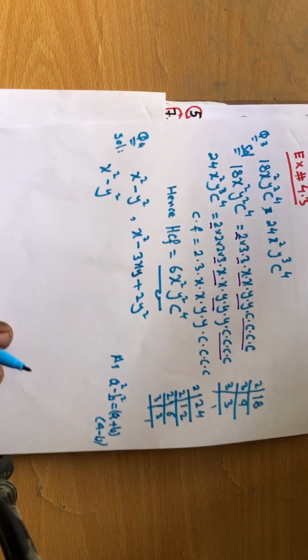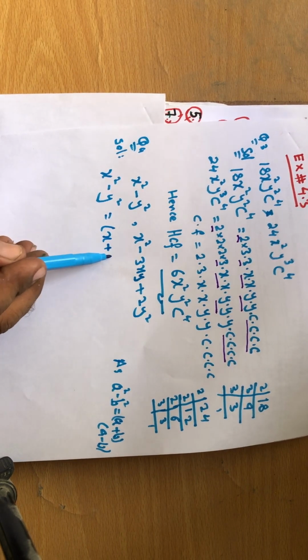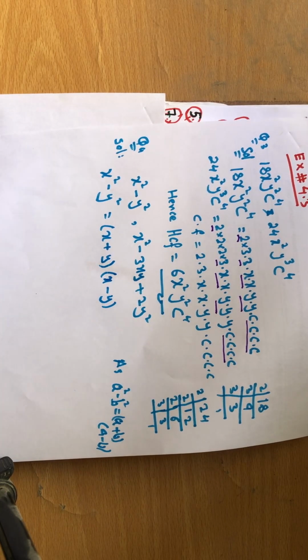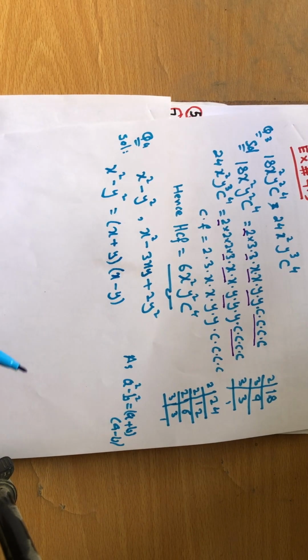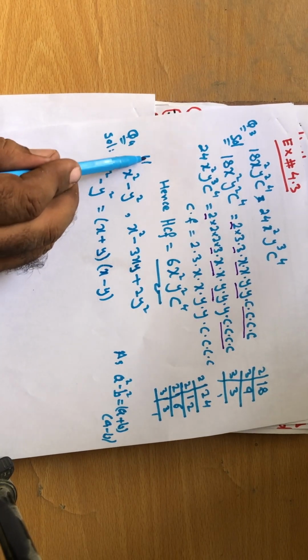We know the formula a square minus b square equals a plus b into a minus b. So we can expand this expression, x square minus y square, and write x plus y into x minus y. This expression's factors we have written. Now come to the second expression. The second expression we have right now, that is x square minus 3xy.